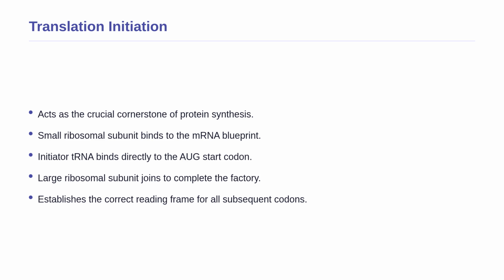It is the careful, highly regulated process of gathering the messenger RNA blueprint, the ribosome builder, and the very first amino acid building block. The small ribosomal subunit binds to the messenger RNA, guided by specific sequences. Then, a unique initiator transfer RNA, carrying formyl methionine, binds directly to the start codon, which is almost always AUG. Finally, the large subunit locks everything into place. This step is absolutely critical because it establishes the correct reading frame, ensuring every subsequent three-letter word is read perfectly.